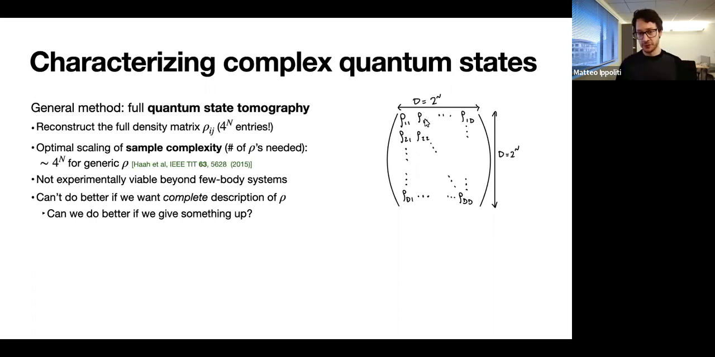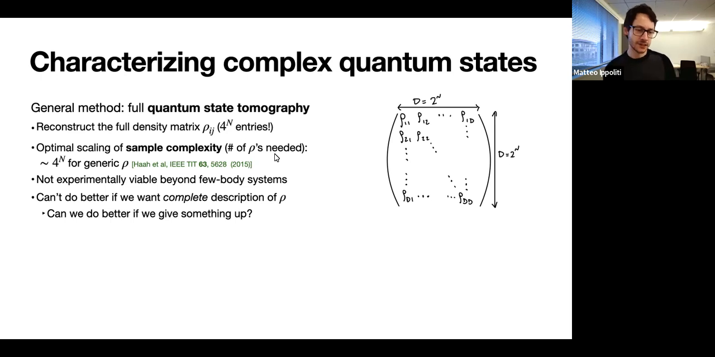This is clear if you're literally going about this entry by entry, but you might think maybe I can do something more clever and get around this. That's not the case. There's been work on the fundamental complexity theory of this problem, and the optimal thing you can do, even given access to quantum memory and doing entangling measurements between many copies and so on, is still exponentially costly. So 4 to the n scaling in the number of qubits. So this is not experimentally viable beyond few-body systems. I think the record might be around 10 qubits or something, but certainly you can't go much further than that. And so, again, if we want a complete description of a state, there is really nothing better we can do, and we seem to be stuck.